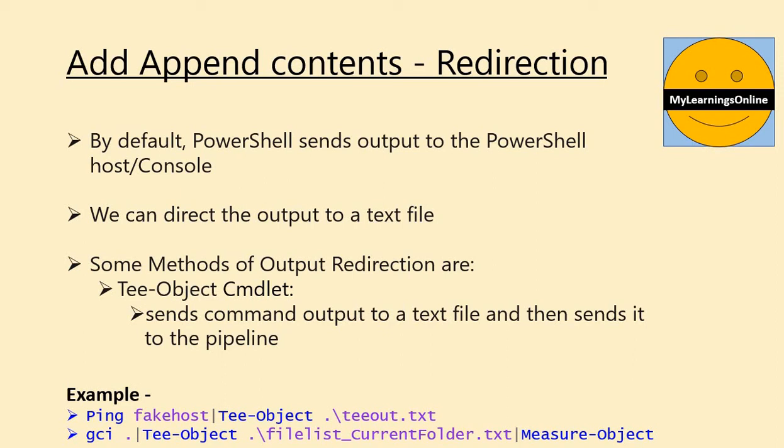In this example, in the first command, we are sending output to a file, and at the same time, this output will be sent to the next command as well. Because we don't have any other command after Tee-Object, this output will be sent to the console directly. In the second command, because we have one command after the Tee-Object command, output will be sent to the text file as well as to the following command using pipeline.